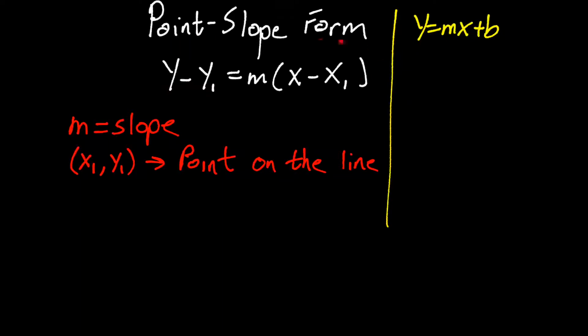With point-slope form, all we need to know is the slope, and we need to know some point on the line. And then it's just a matter of taking all of our variables, the m, the y1, and the x1, and substituting them into this formula to create the point-slope form. Let's take a look at an example.